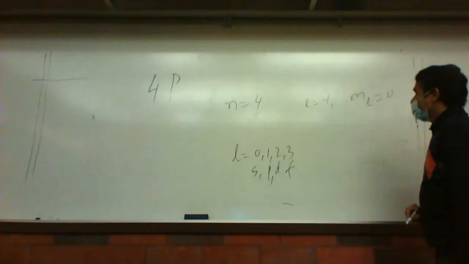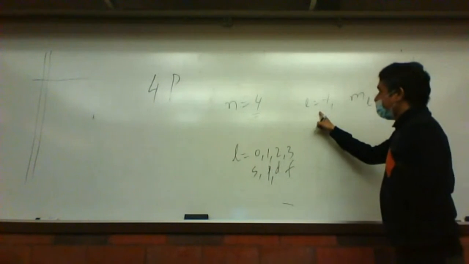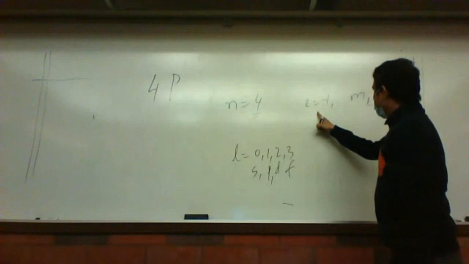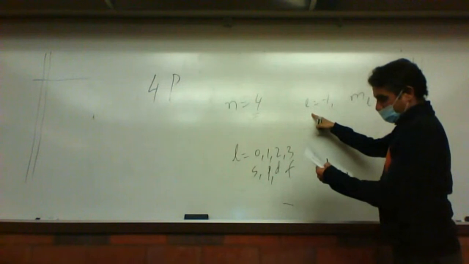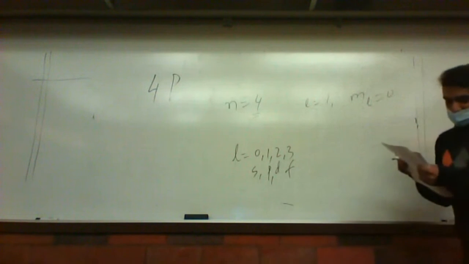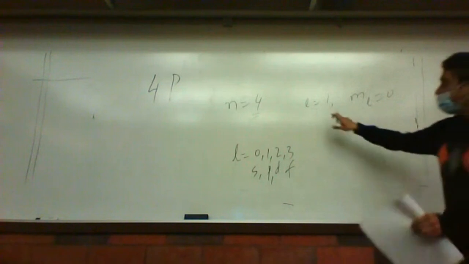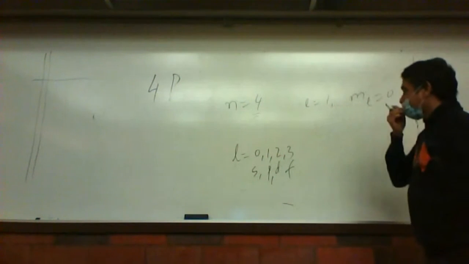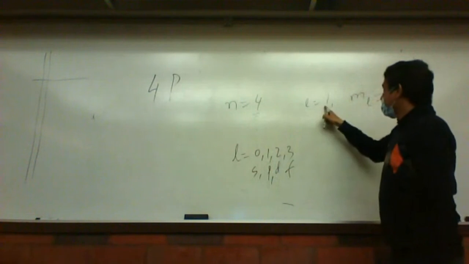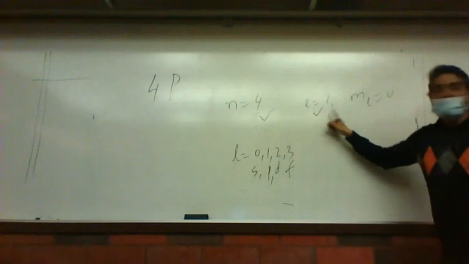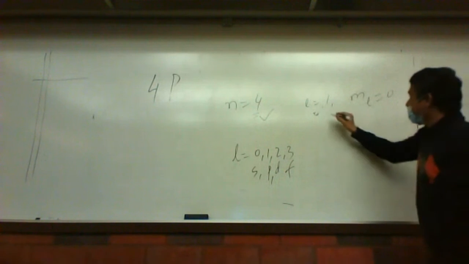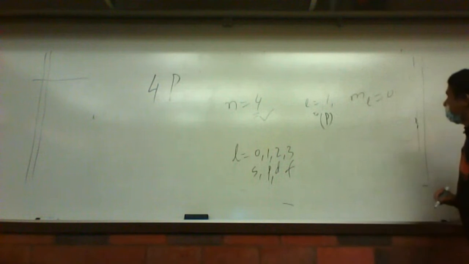So for 4P, do I have L equals -1 here? I think it is L equals 1, not -1. I think it's a little mistake when I was circling. So this is L equals 1, it's not L equals -1. When n equals 4, we have 1 here, like the P. So this is good. L equals 1 is good. This one is a P.